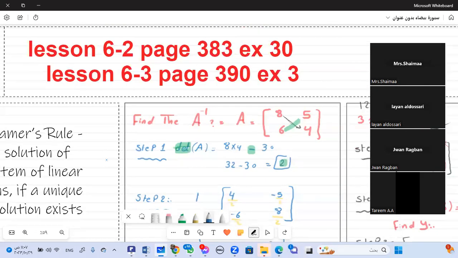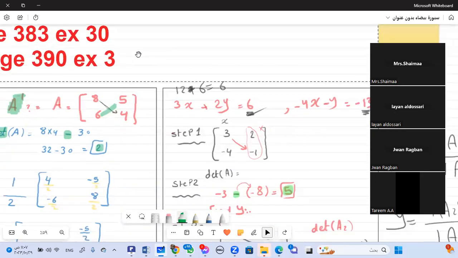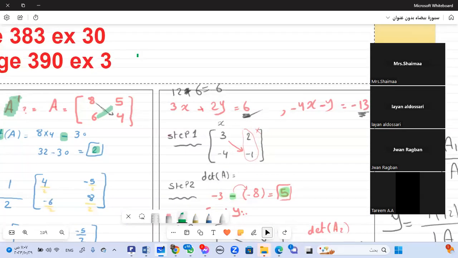We should remember the exercise. I will ask you about the inverse of the matrix. The inverse represents the inverse of the matrix. As the third exercise, it is very important. We should remember it when finding the solution.